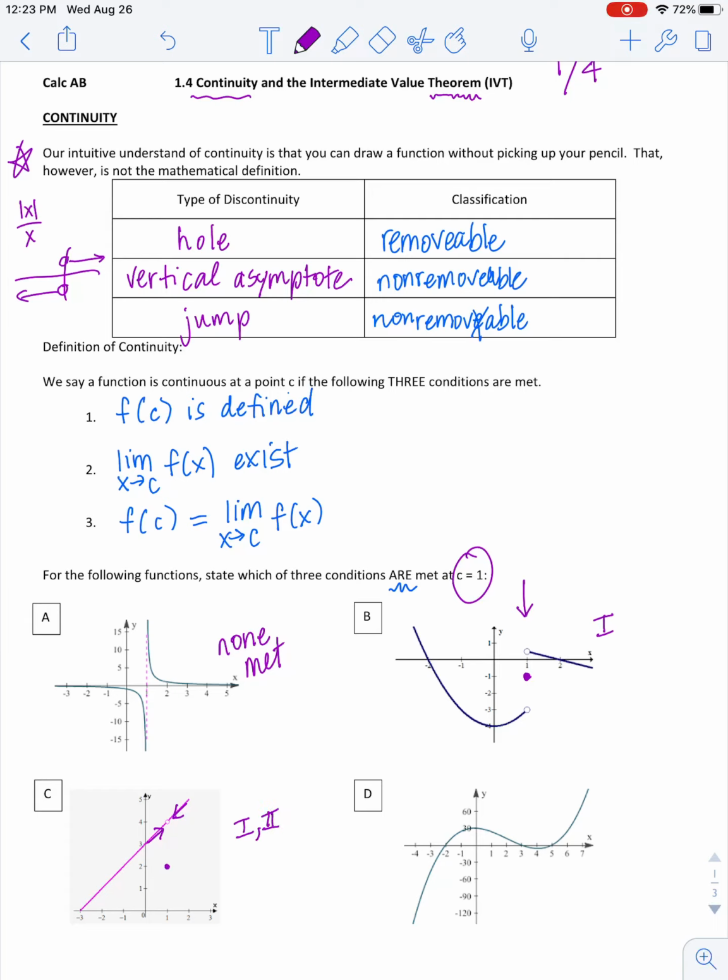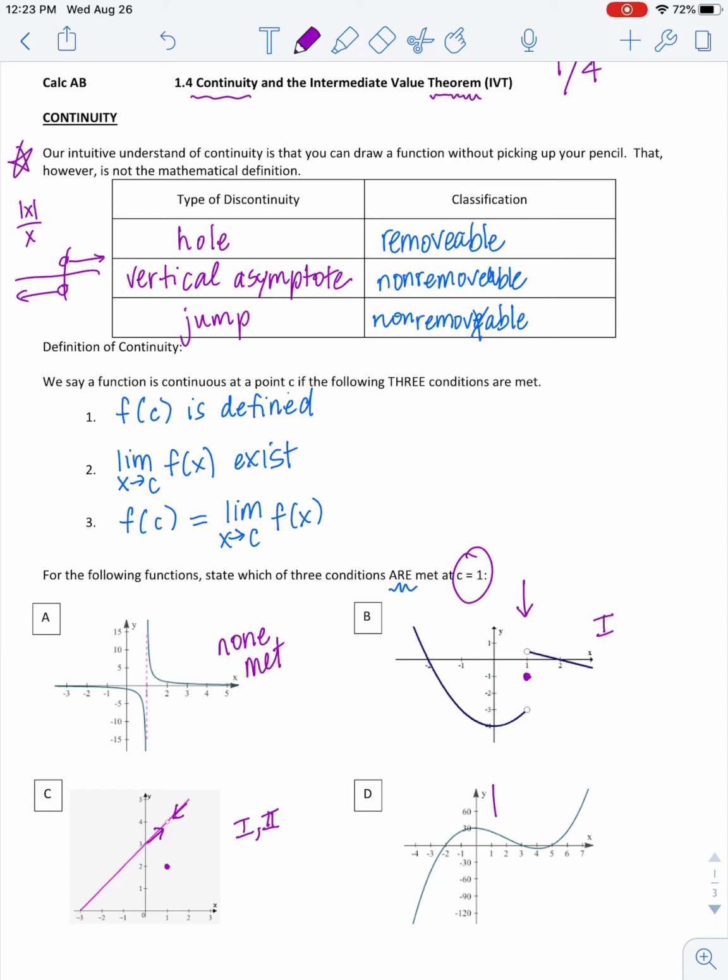And then do we think part 3 is true? Does the limit equal the function value? And of course that's not true, right? Because that little hole, that point at (1, 2), is not filled in where that hole is. So that's why condition 3 is so darn important. If that point had been filled in where the hole is, oh my gosh, it would be continuous.